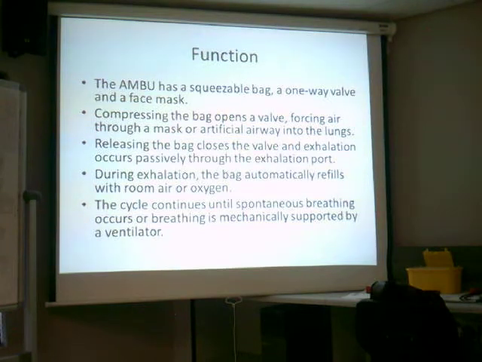It doesn't always have a face mask because you can sometimes connect it to an ET tube. Compressing the bag opens that valve, forcing the air through the mask or the artificial airway, which is the ET tube, into the lungs. Releasing the bag closes the valve, and the exhalation occurs passively through an exhalation port. Remember, you don't want that air that comes back from the patient to go into the bag again.